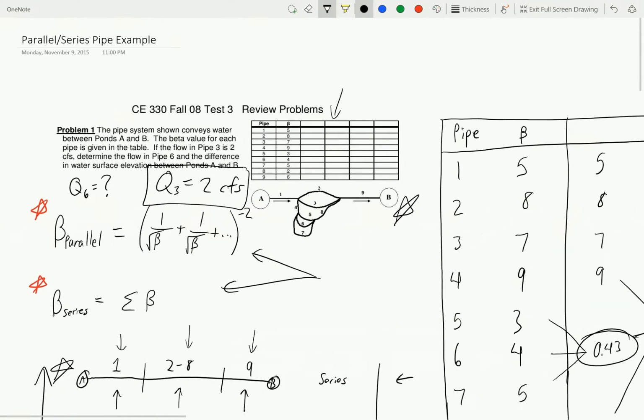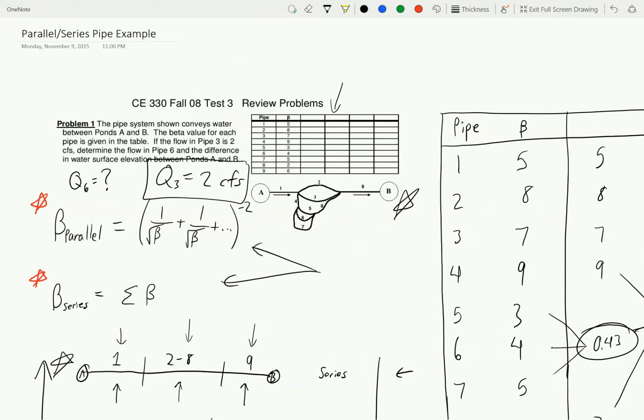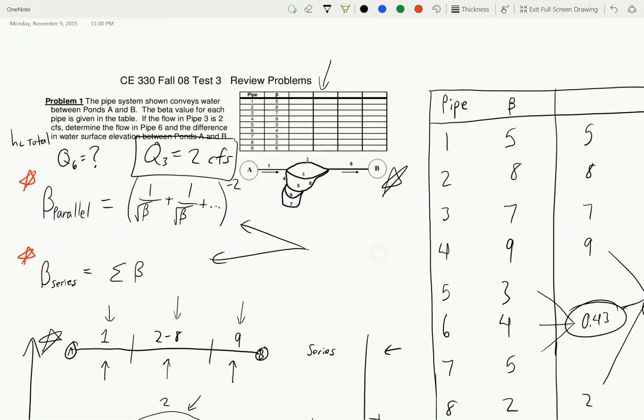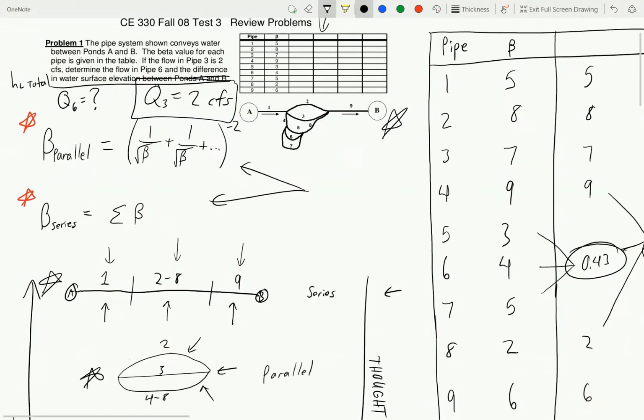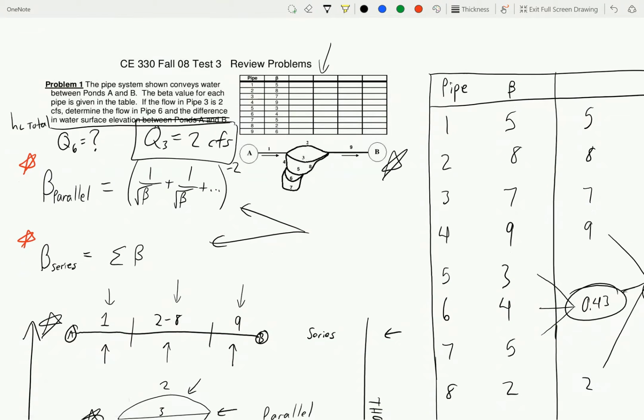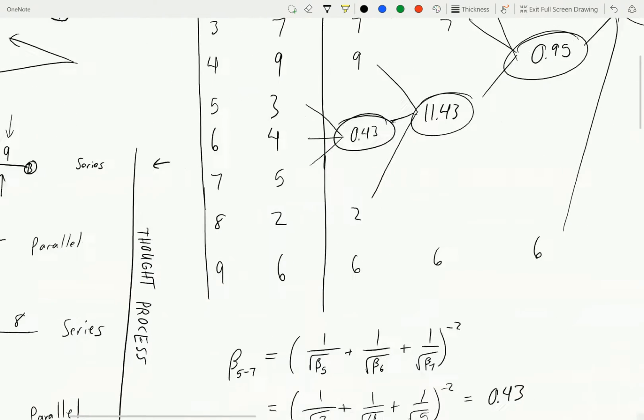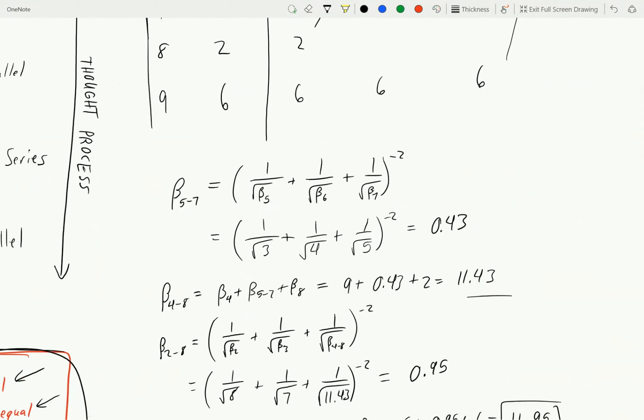And if we look in our problem statement, it actually also asks us to find the head loss total, which is this last sentence, the difference in the water surface elevation between ponds A and B. That's another way of saying the head loss from A to B, which is head loss total. Now that we have that, we are trying to find Q of 6.